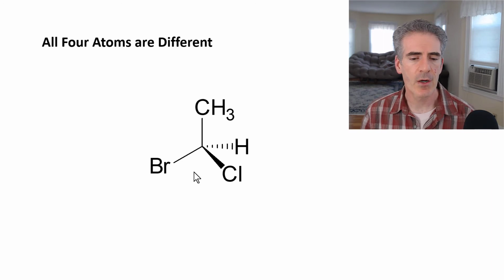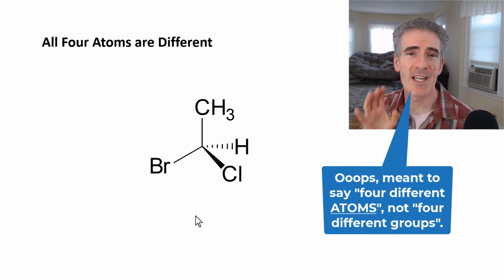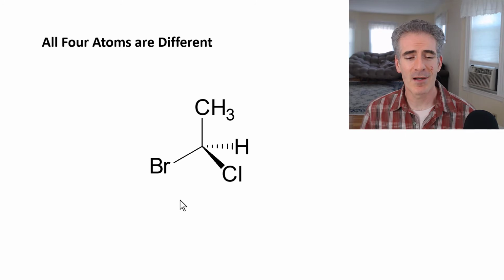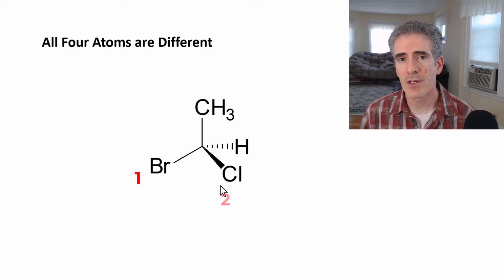So check it out. We've got bromine, carbon, hydrogen, and chlorine. Okay, 4 different groups. That is the easiest situation to handle. We just start assigning priorities based on highest number. Bromine is the highest atomic number of these 4, so this ends up being priority 1. Chlorine is our second highest atomic number. That's going to be priority 2. Carbon will be our third. And then hydrogen will be our 4th.